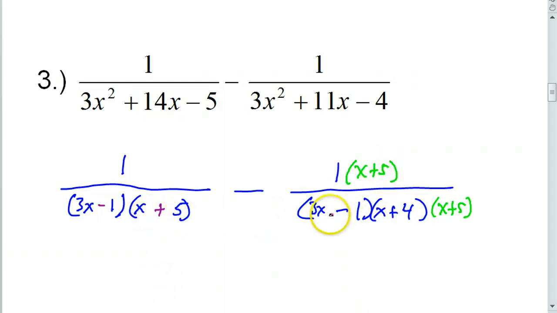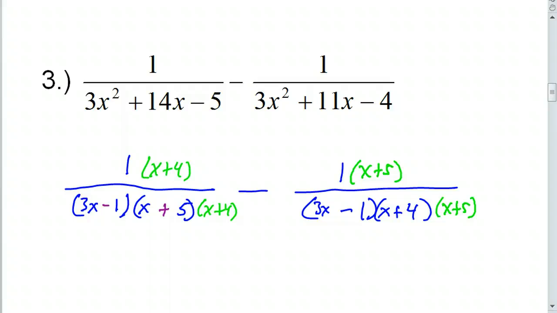Now I jump over to the right side. 3x minus 1? Yeah, I got that. X plus 4. Does the other side have an x plus 4? No. So I have to give it one. So I give it an x plus 4 on the left, in the bottom and the top. Okay? Now all 3 are the same. So we have our least common denominator now. That's how you do that. Any questions? Do we subtract now? We won't on these 4 because the directions are just to practice finding the least common denominator. When we turn the page, we'll start actually following through.